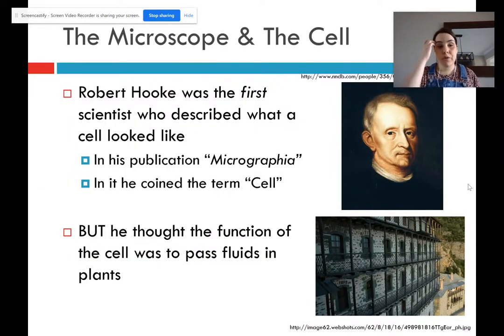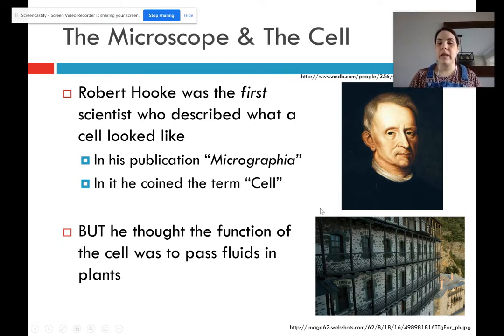So the first scientist who ever described what a cell actually looked like was a man, Robert Hooke. Here's his picture right here. He created a publication called Micrographia, and in that he was the first person to coin the term cell, which means he was the first one to really describe what cells were and call them that. So he kind of gave the name cells to cells.